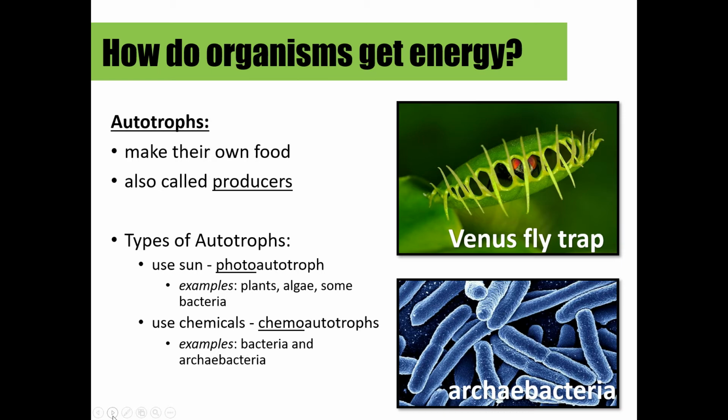There are different types of autotrophs. You can have those that use the sun as their main source of energy. Those are the ones that we're mainly going to focus on in this unit. And we call those photoautotrophs. So that would be like your plants, algae, some bacteria.